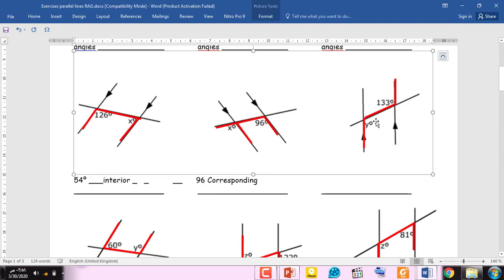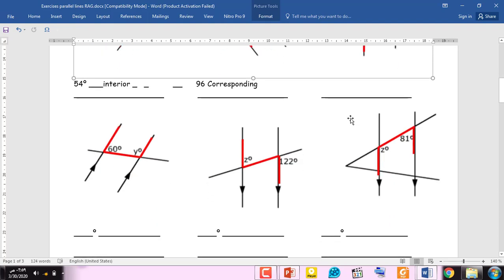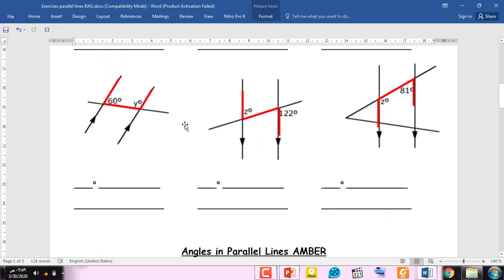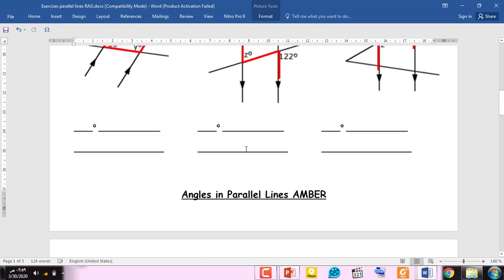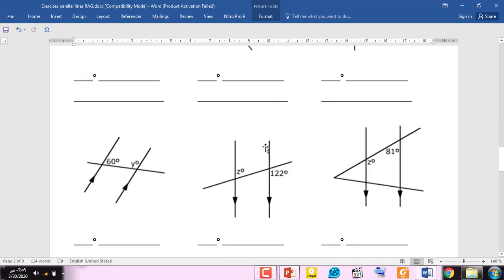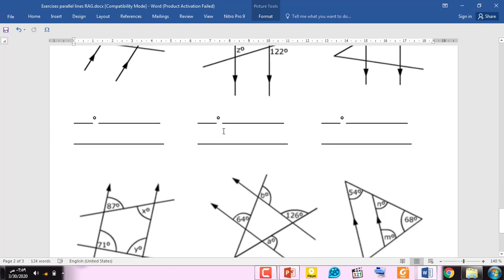How about the last one? I could form a Z shape. It is not like the usual Z we know, but it is close to it, so the value of y is going to be 133 because these two angles, y and 133, are alternate angles. The rest, guys, you can do by yourself. I'm sure you can do it. It's so easy. Here you have more exercises. I hope you do it.